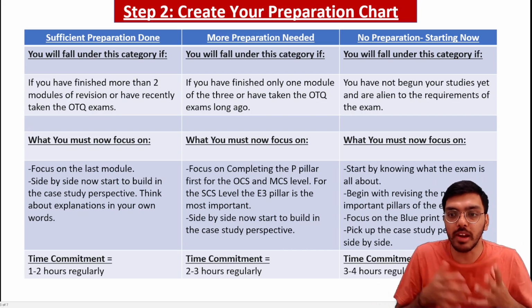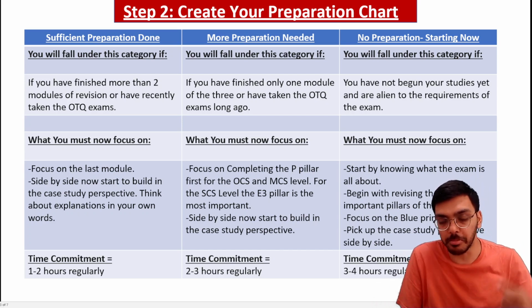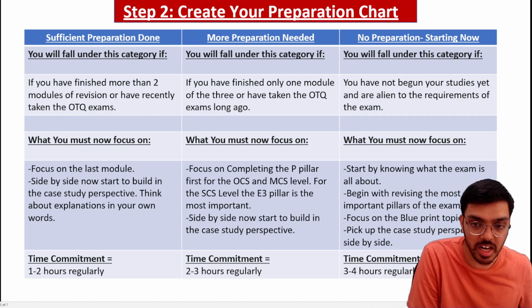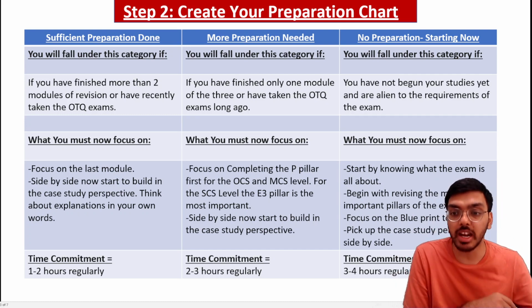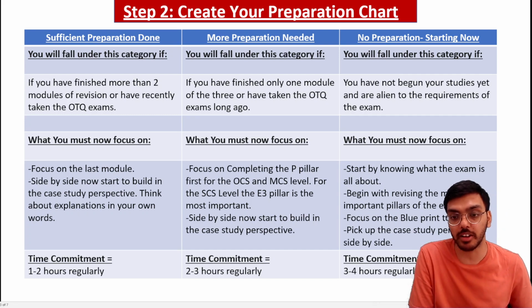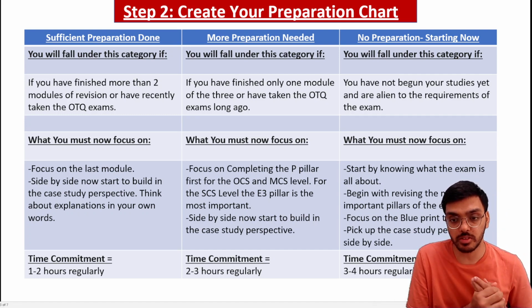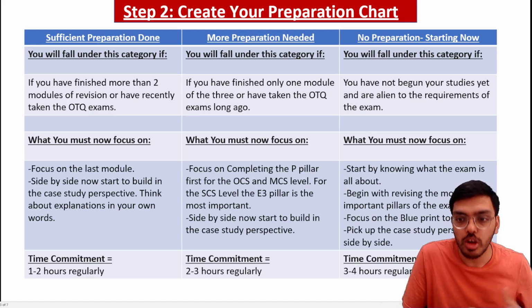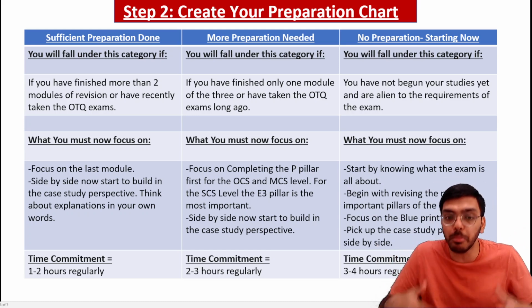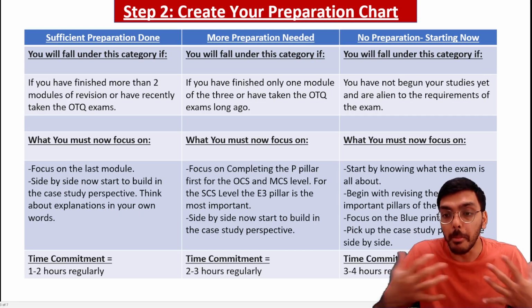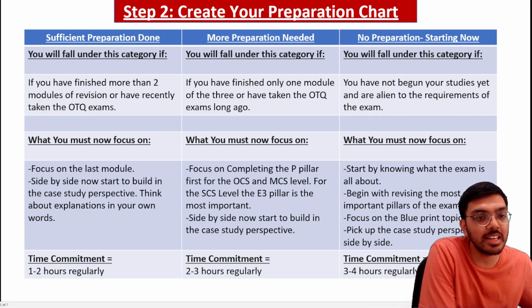And over here, you will have to give me more time. For example, 1 hour, 1.5 hours for the case study perspective. Then another 1.5 hours for your revision perspective. So you'll have to give me 2-3 hours regularly, because you are starting now. So you will have to put in the time, you will have to put in the effort. My suggestion is prep in advance.